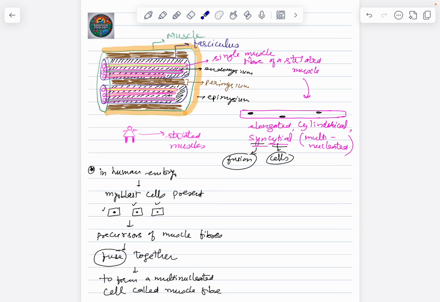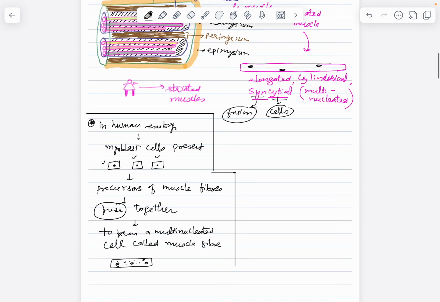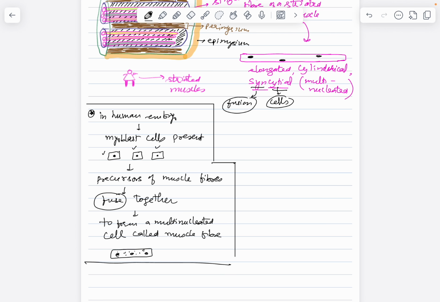So here is your striated muscle, and these are the units of the striated muscle called the fasciculi, and inside each fasciculus there are the individual cells called the muscle fibers that look elongated, cylindrical, syncytial. Now if we look at the muscle fiber, the cell, in further detail, we would be able to find out a few more interesting facts in it. What are those? Let's see.